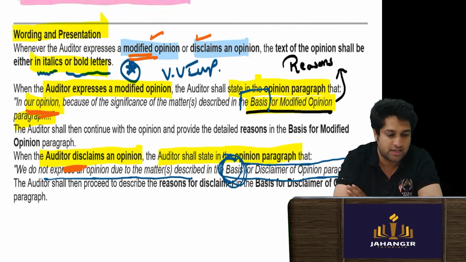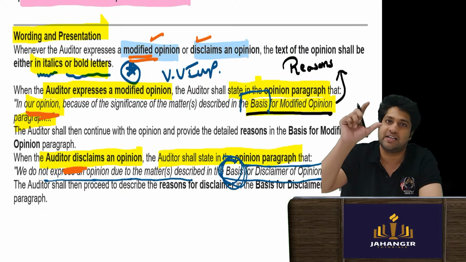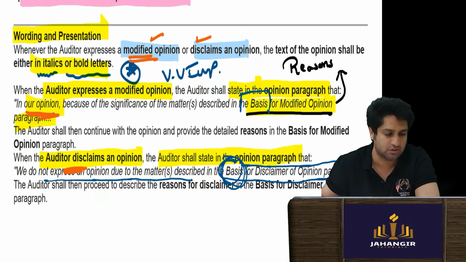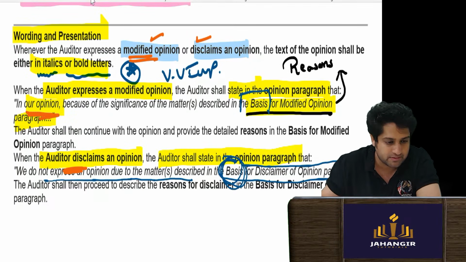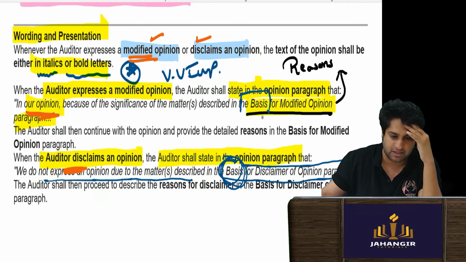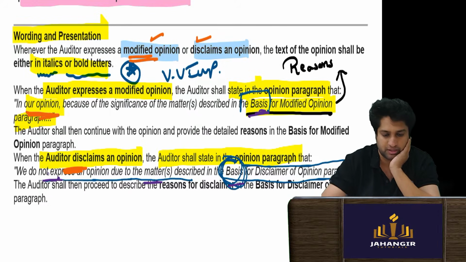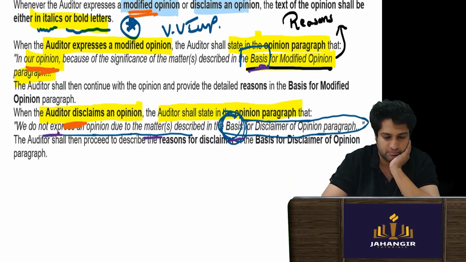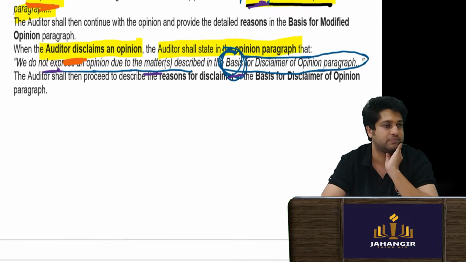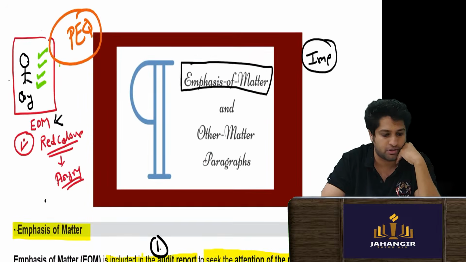When an auditor expresses a modified opinion, he will have to write it in italics. Now, very, very important. Many students miss writing this. In our opinion, because of the significance of the matter, describe the basis for modified opinion. We do not express our opinion due to the following matter. So they will have to say we do not express, and they will write in the heading, basis for disclaimer of opinion. So you also have to tell why you are disclaiming.